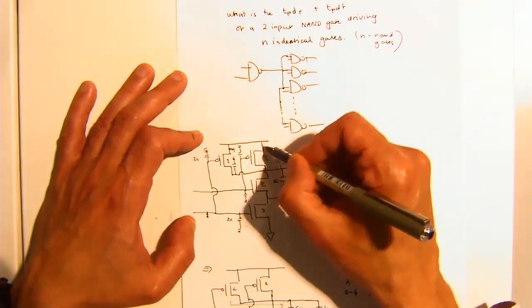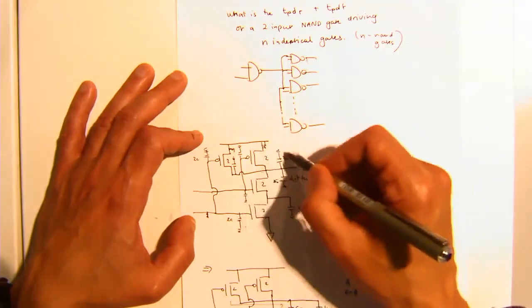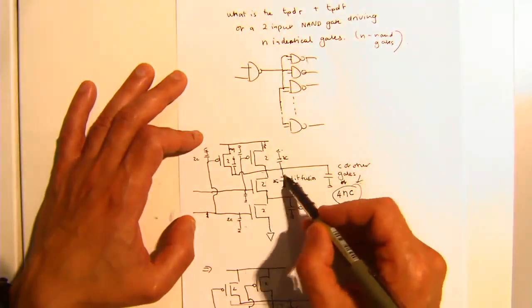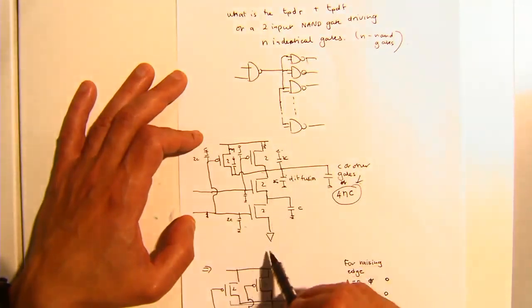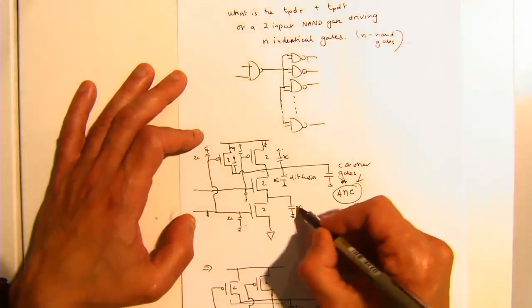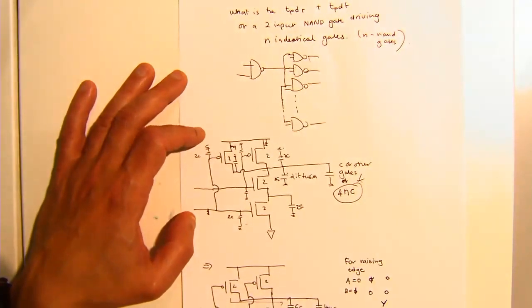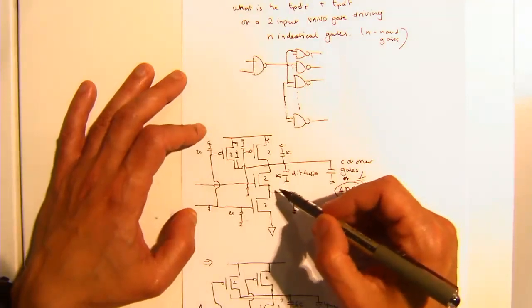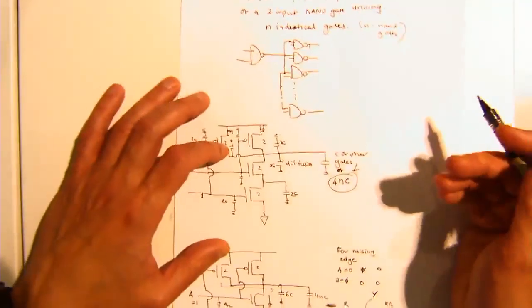So let me draw it in. I've already put that one in there. There's a 2C here, and there's supposed to be a 2C there, right? But it's not 4C. Why isn't it 4C? All right, good. Okay, good.